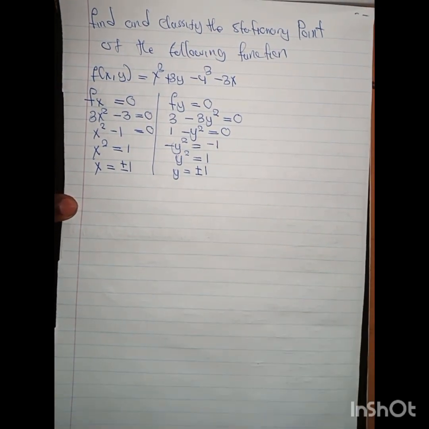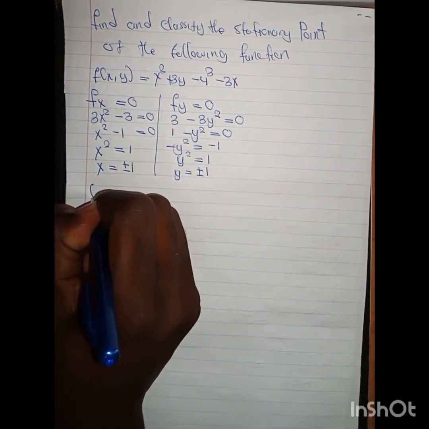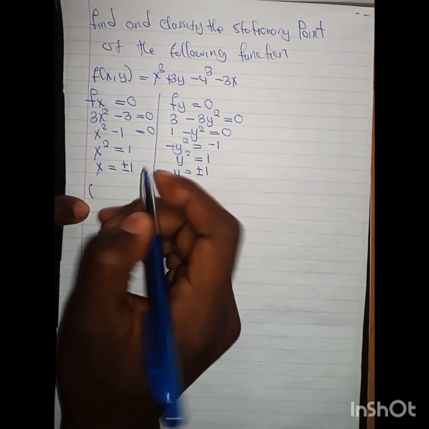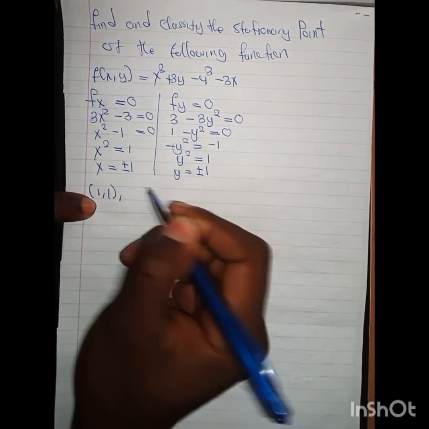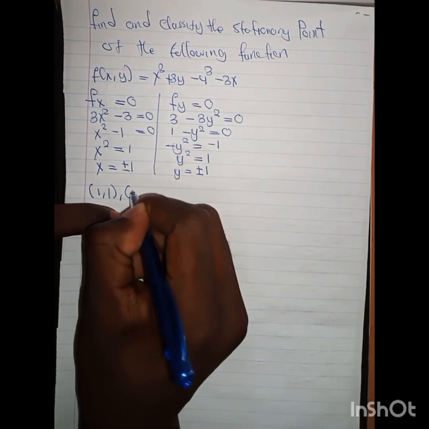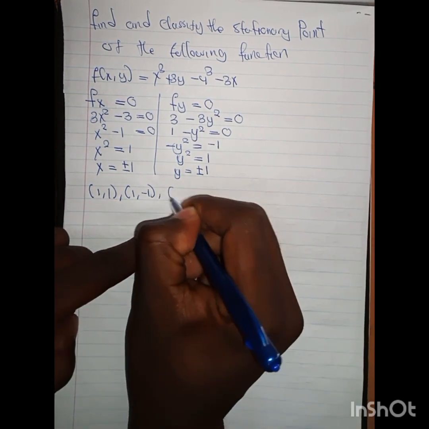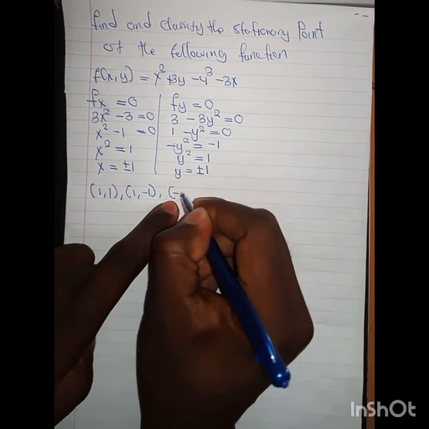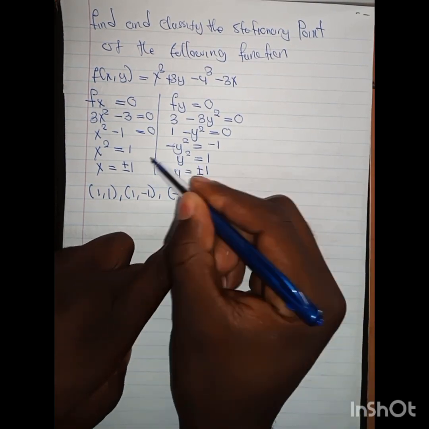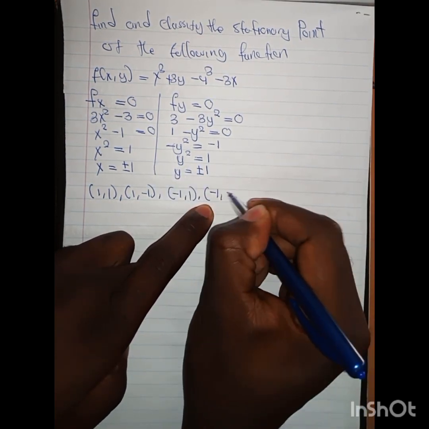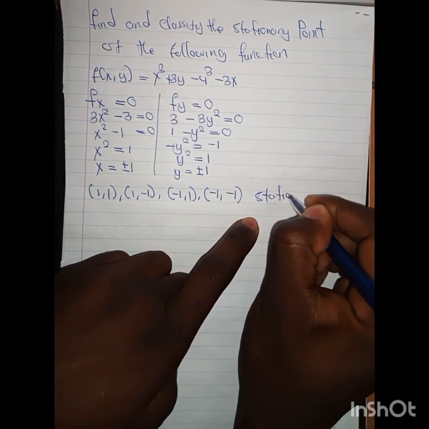Then let us write our stationary points. So we have the stationary points when x is +1, then y can be +1, and when x is +1, y can be -1, and then again when x is -1, y can be +1, and lastly when x is -1, y can be -1. These are the stationary points.